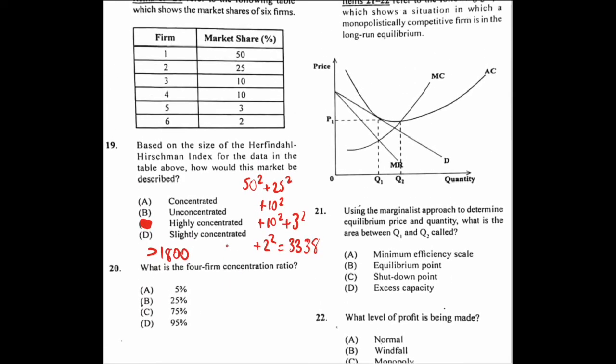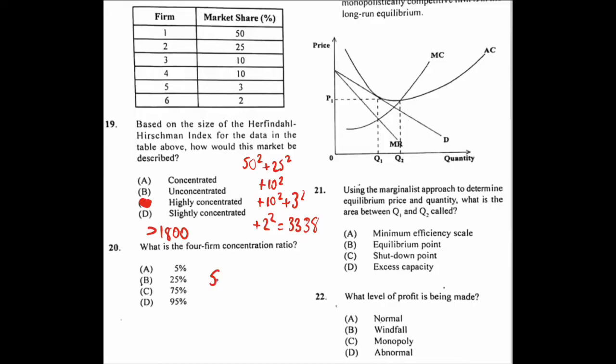Additionally, 4 firm concentration ratio. So we'd go with the 4 largest firms in the industry, and we just add up their market shares. So you go 50 plus 20 plus 10 plus 10. That will give you 95, which is D. That's the 4 firm concentration ratio for this question. 21 says, using the marginalist approach to determine equilibrium price and quantity, what is the area between Q1 and Q2 called? So again, using this marginal approach, that means that you look where MR equals MC.